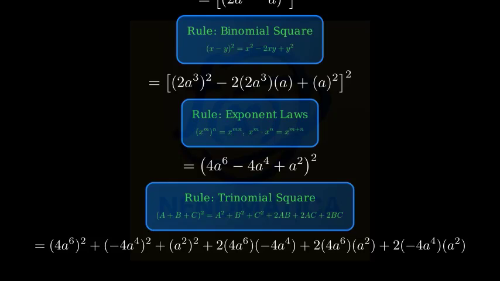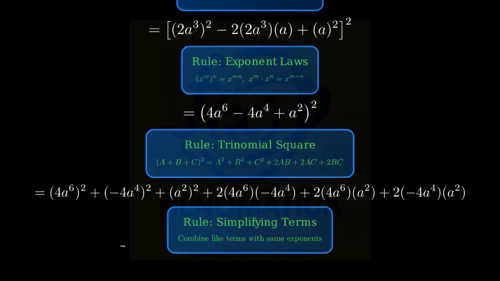The cross products are 2 times 4a to the 6th times negative 4a to the 4th, which is negative 32a to the 10th, 2 times 4a to the 6th times a squared, which is 8a to the 8th, and 2 times negative 4a to the 4th times a squared, which is negative 8a to the 6th. Now, let's simplify this expansion.